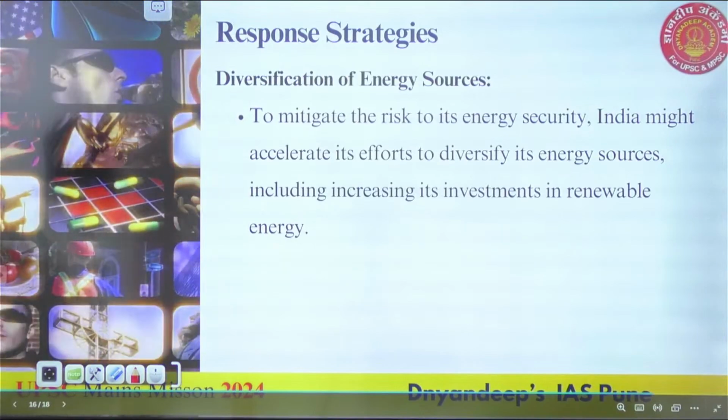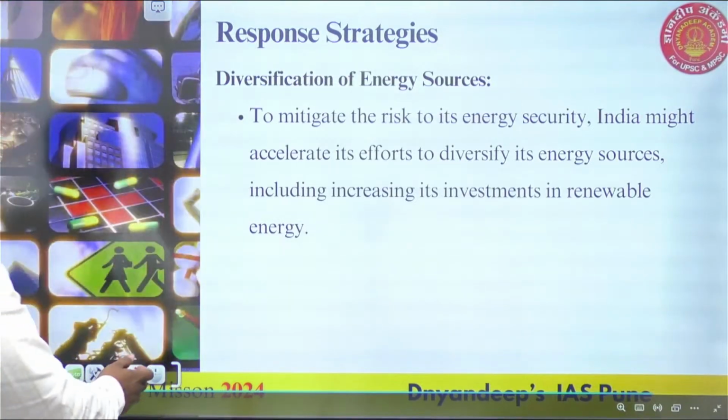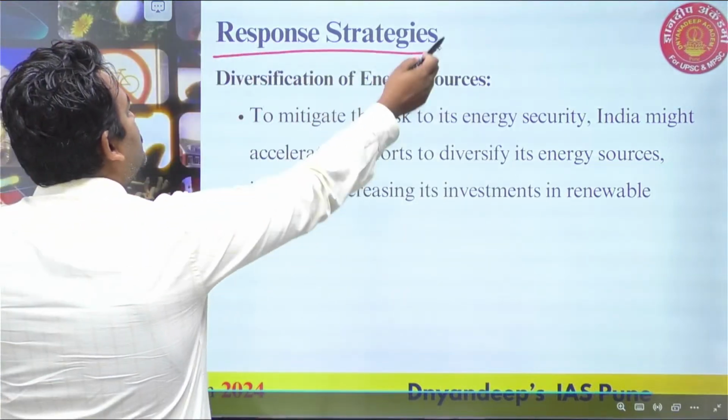Okay, so what should we do? What should be the response strategies? UPSC also asks in such scenarios, what should India do?